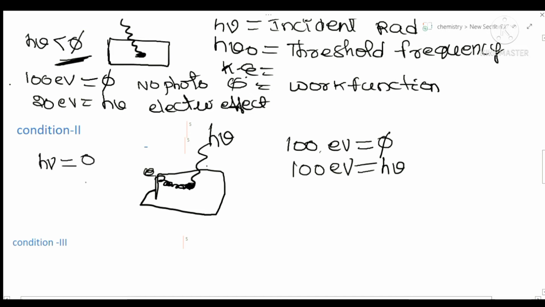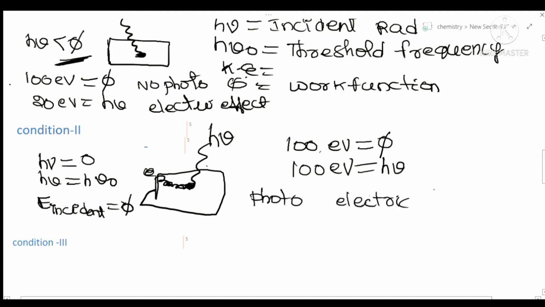So when h mu is equal to the work function, or h mu is equal to h mu naught, in terms of frequency or in terms of energy, whatever way you see it, or you can go with the incident radiation or incident frequency being equal to the threshold frequency or the work function, the photoelectric effect is possible. So that is the second case. Now the third case you can see.